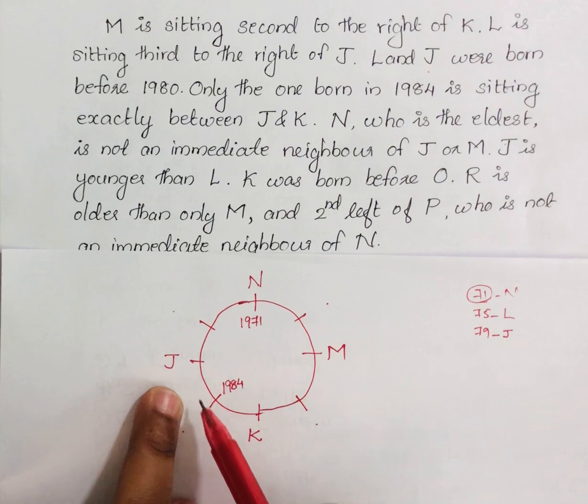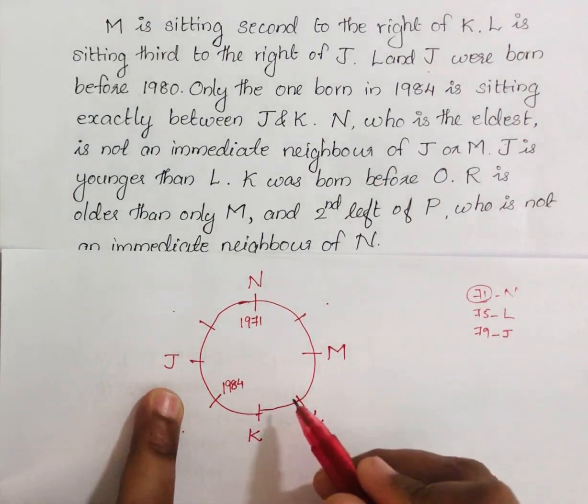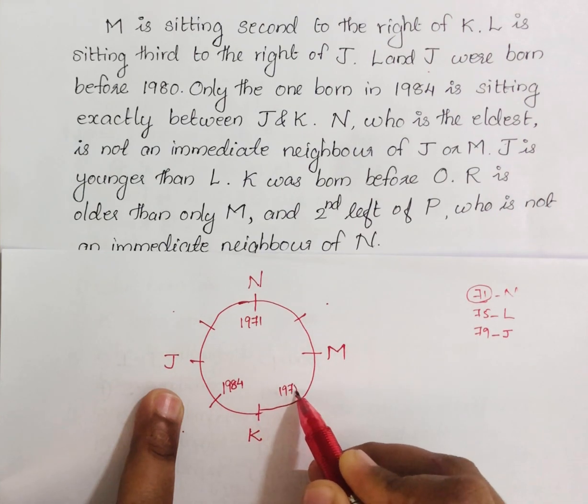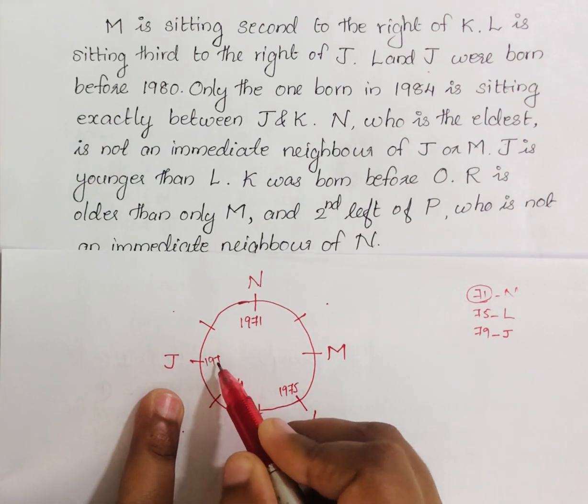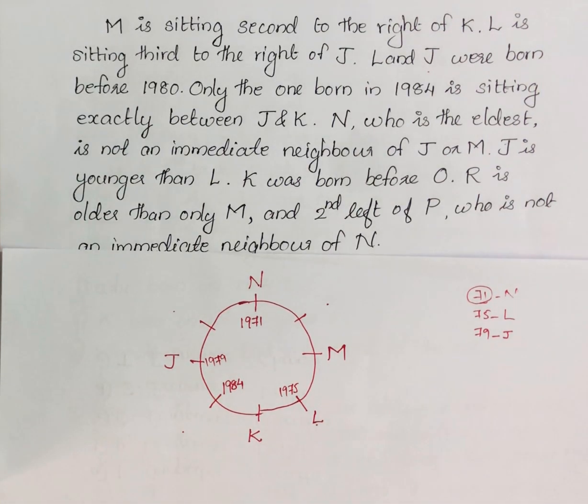So J is facing center, right is this side, 1, 2, 3. So L becomes here. Already we got the year, 1975 is for L and 1979 for J. Then next condition, K was born before O. We don't know K and O born on which year.